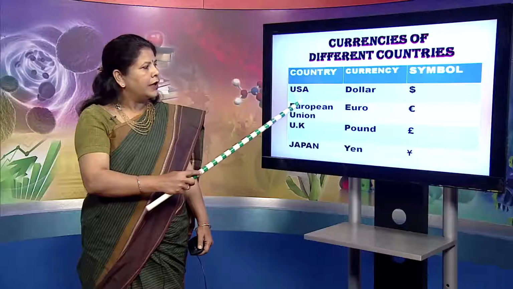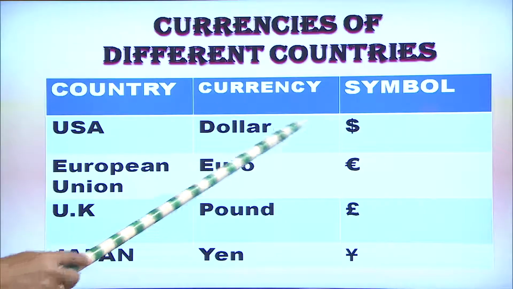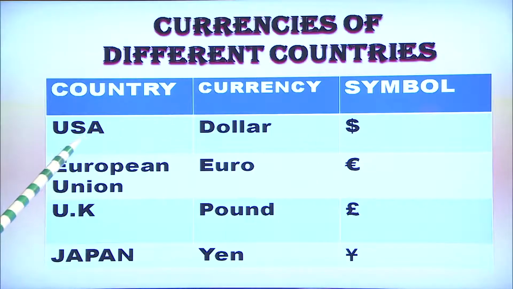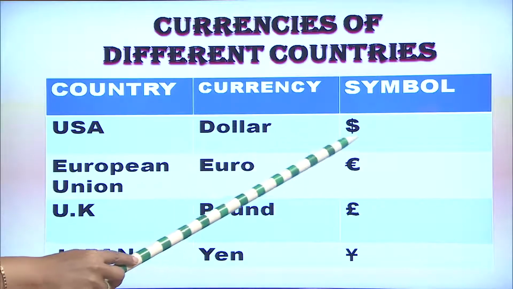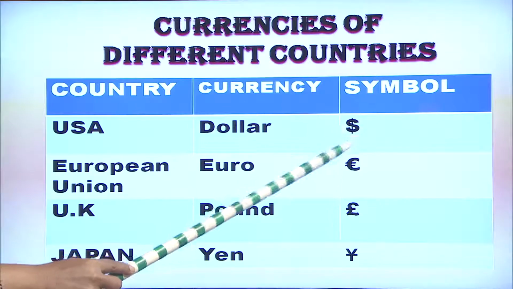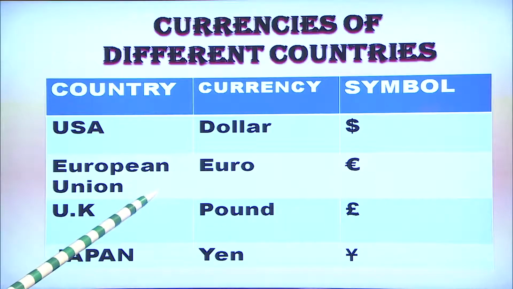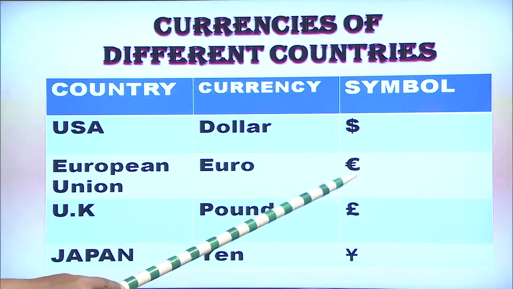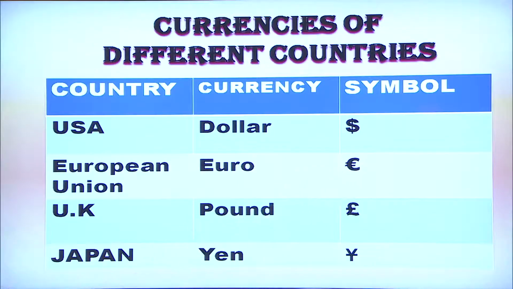Here, just so that we can understand better, we have some countries with their currencies and the symbols of these currencies. First one is the United States of America. It has its currency as dollar, and the symbol, as you can see, is an S vertically cut. The European Union, which is a combination of various countries of Europe, has euro, and it has a symbol that is a kind of an E with a double horizontal cut.